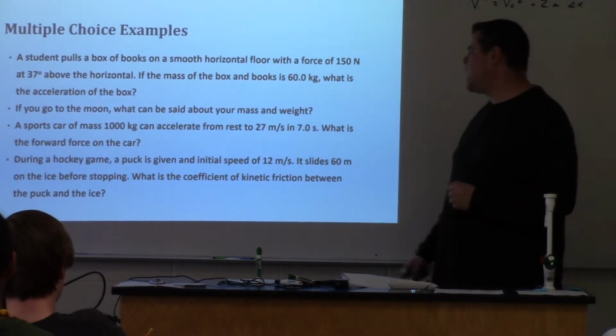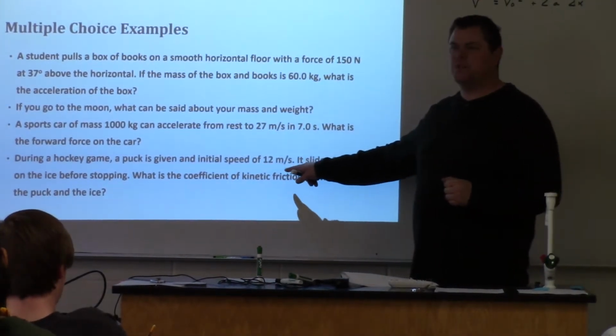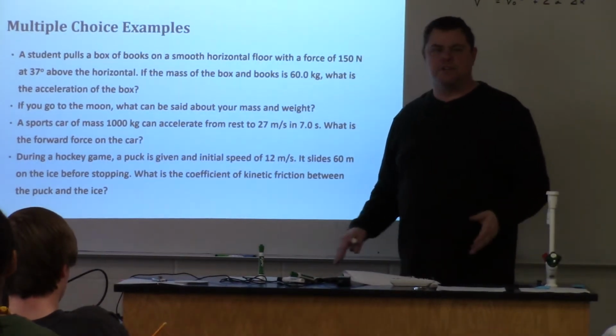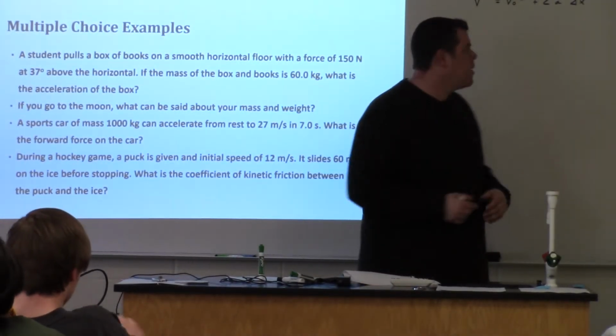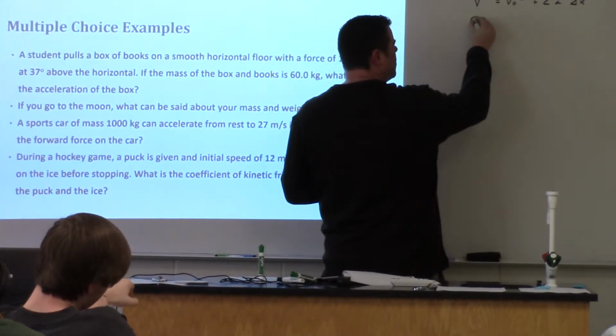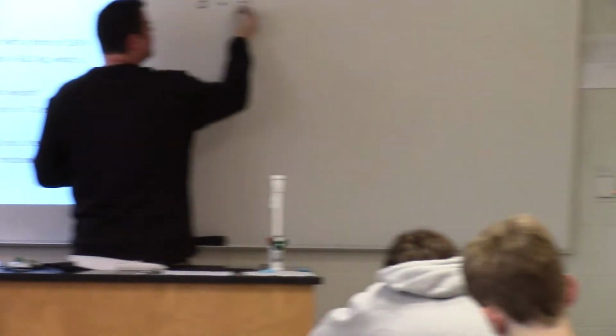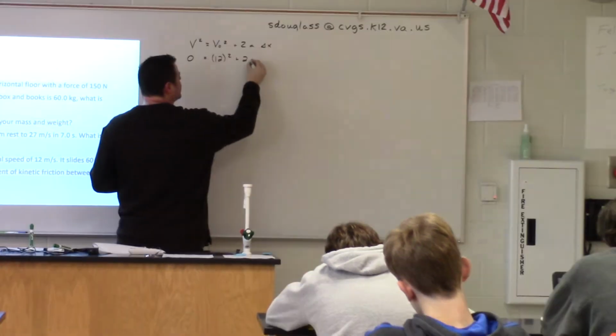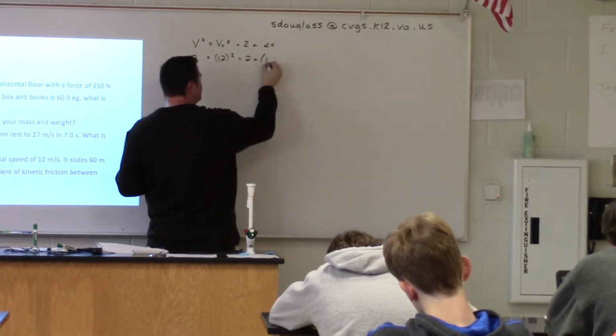For the hockey puck, we have an initial speed of 12 meters per second, but it's slowing down and eventually going to stop. So the final velocity is 0. The beginning velocity is 12 meters per second. We want to find the acceleration if it slides 60 meters before stopping.